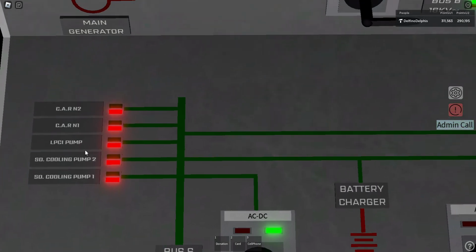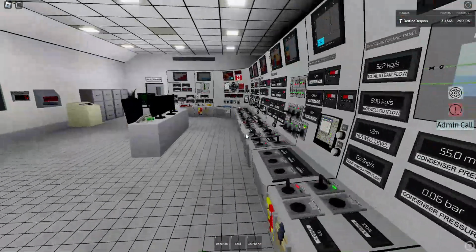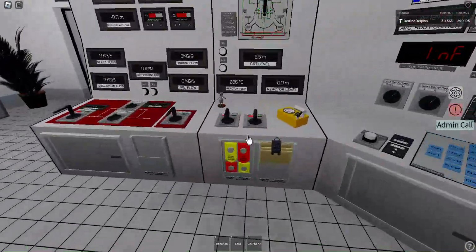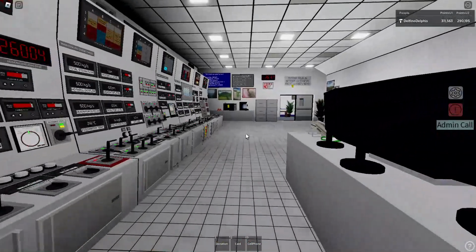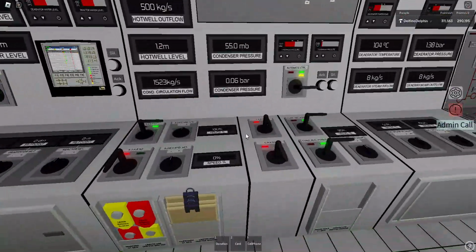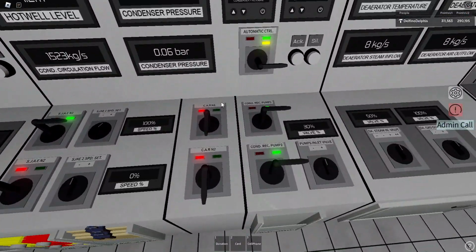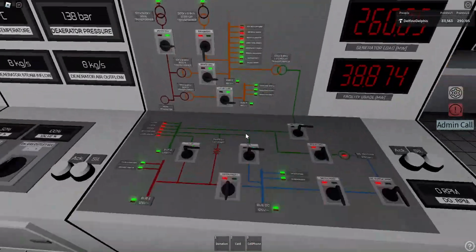And this is used mostly for the safety equipment. That's what I told you, LPCI, so low pressure coolant injection, shutdown cooling pumps. So these three are powered by the safety bus. Also some other stuff like these two electrical pumps we used, they are also powered from the safety bus.